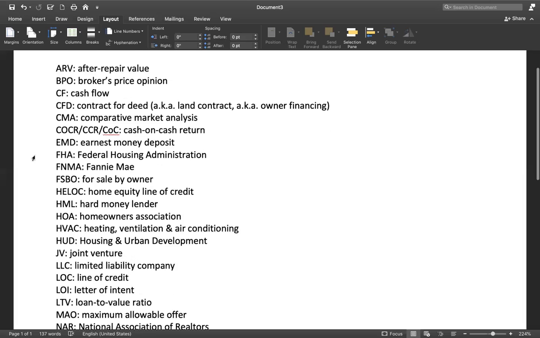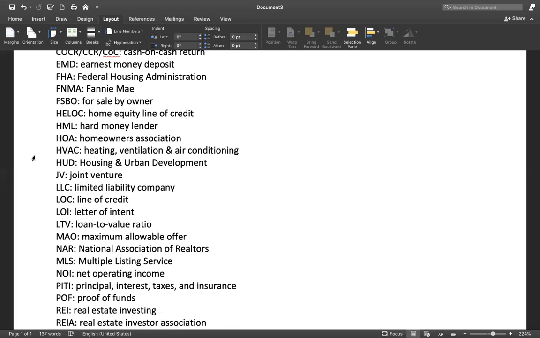HELOC is home equity line of credit. This is where, let's just say your house is worth $400,000 and you have an unpaid mortgage balance of $200,000. You could probably get a HELOC of at least like $150,000 up to $200,000 on that property. So it's basically utilizing the equity in your house that isn't loaned out.